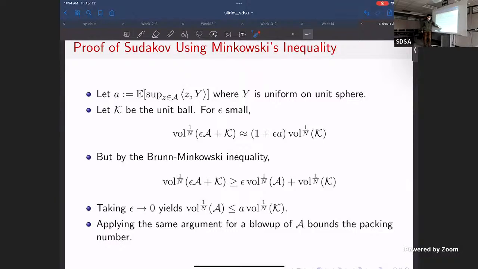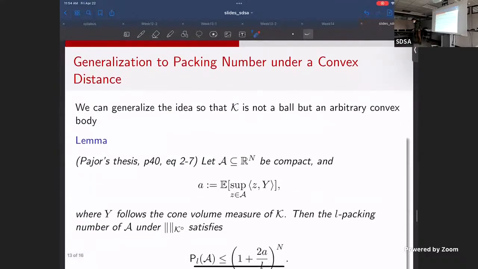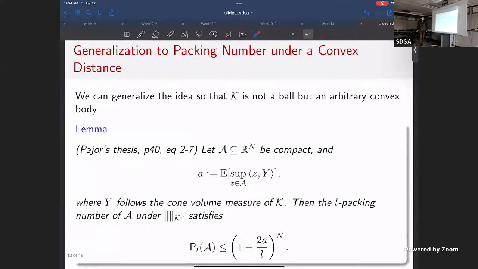Okay, so basically with this and some additional arguments, we get the Sudakov's inequality. And this can be generalized to arbitrary convex distance. So if you take K in the previous slide not to be a unit ball, but some arbitrary convex set, then with some appropriate new notions of convex distance instead of the L2 distance for the packing number, and also if you take the distribution of Y to not be uniform on the unit sphere, but some measure dependent on the convex body, which is called the cone volume measure, then this proof still works. This is a classical paper by Pajor. This is also actually in French, so I initially did not notice that this is already published. So essentially I rediscovered this during the work on a converse problem.